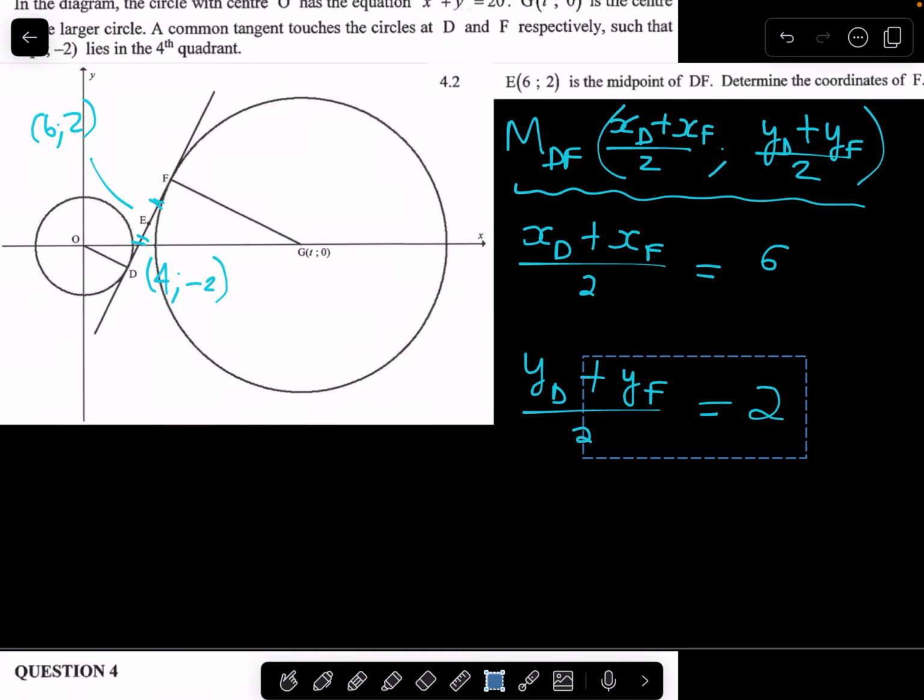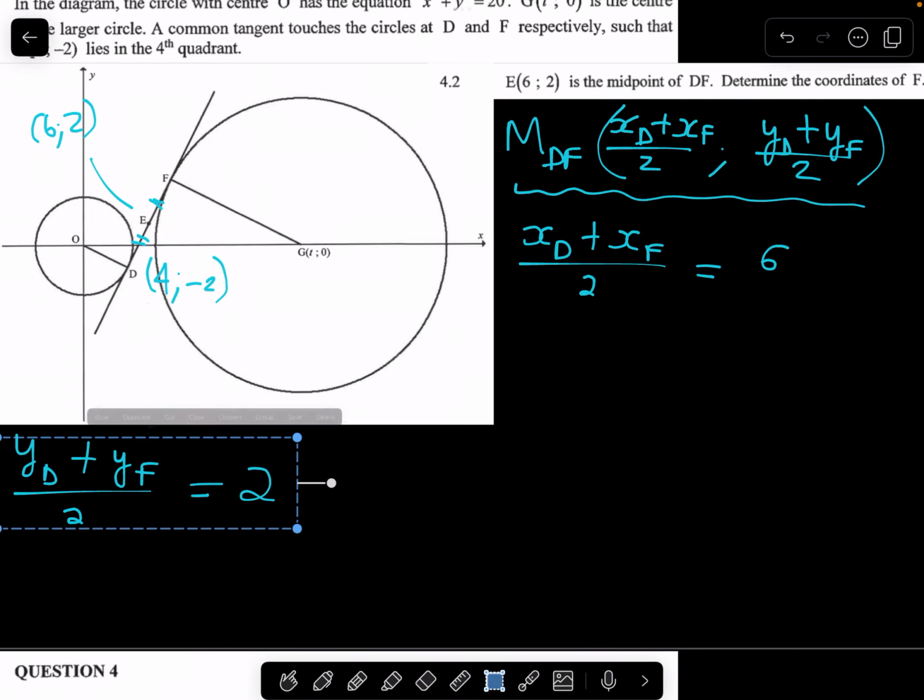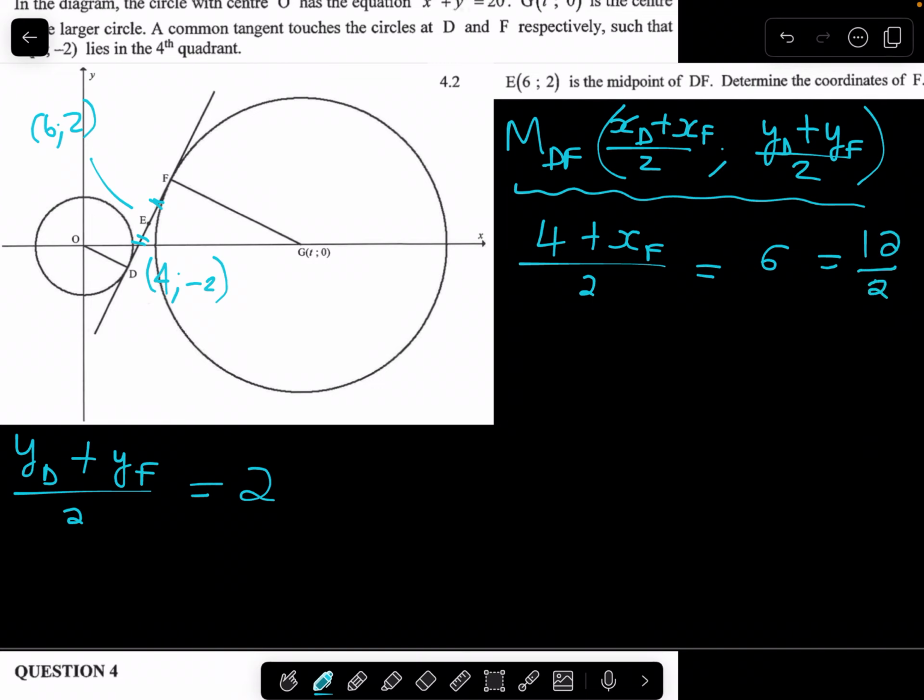Maybe we can solve this one down here somewhere. We know the x coordinate of D is 4, and 6 is the same as 12 over 2. So 4 plus xf must be 12. So the x coordinate of F must be 8, right? 4 plus 8 will give us the 12 that we want. So that's the first equation solved.